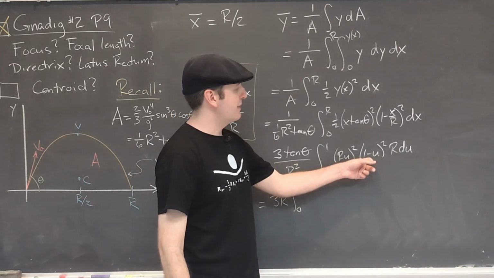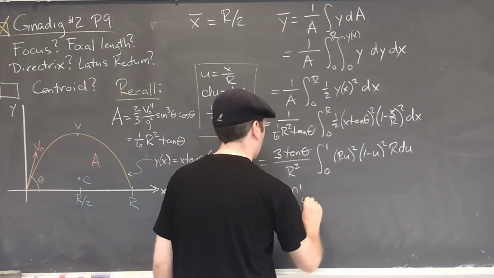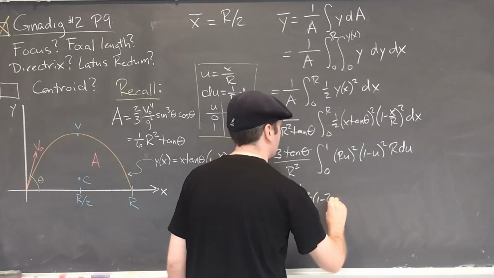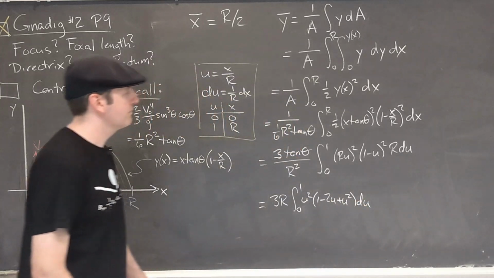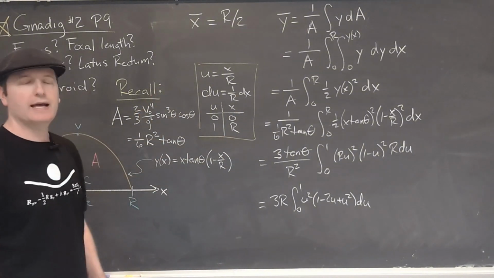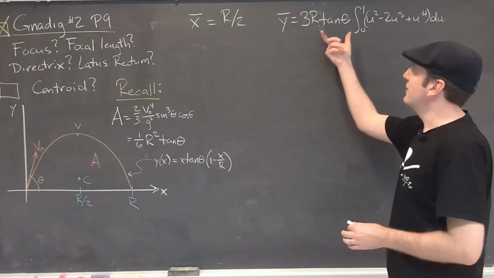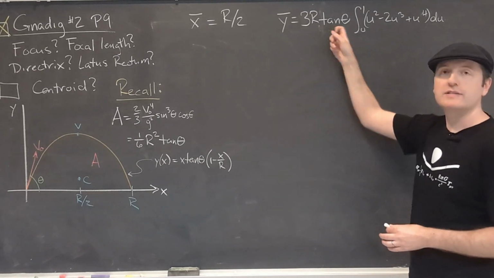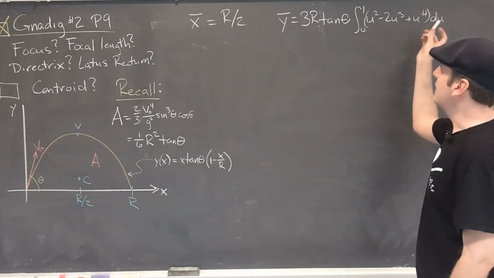I should expand out this binomial just to make my life a little easier. I'll have a u squared times 1 minus 2u plus u squared du. Okay, we're pretty much done. Let's go ahead and just bring this to the top, and we will complete this calculation of the centroid. I think on the previous board I did not include my tan theta there. Of course, that was coming along for the ride. So this is the integral that we want to do.